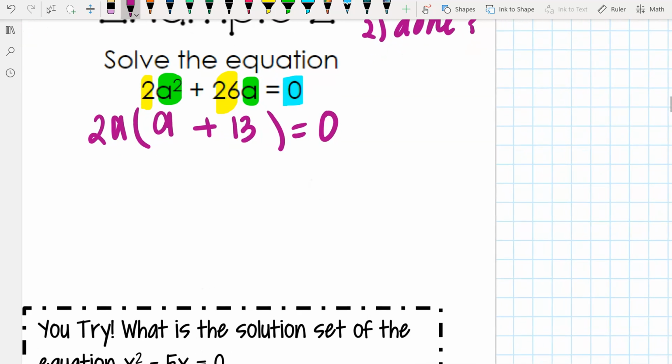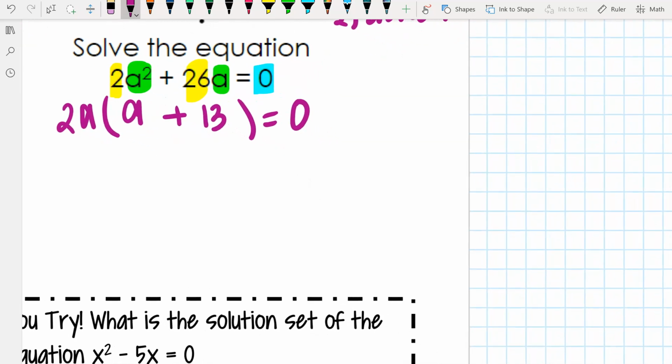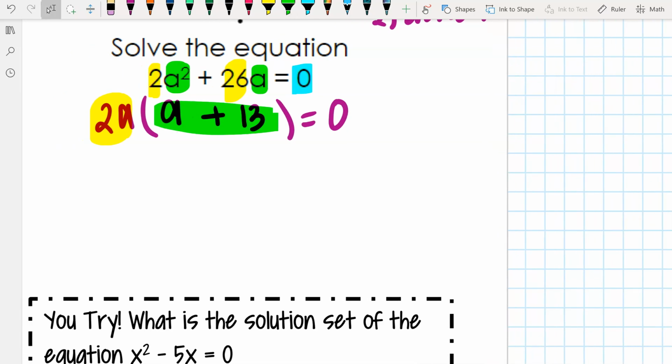So this one's a little bit special, because we have our GCF out front with a variable, and we have our binomial here. So we don't have two binomials, we have a 2a, which is a monomial out front, and then the a plus 3, which is a binomial. So whenever you have something out front with a variable, with a letter, you will then set that equal to 0 and solve, because a could be 0.